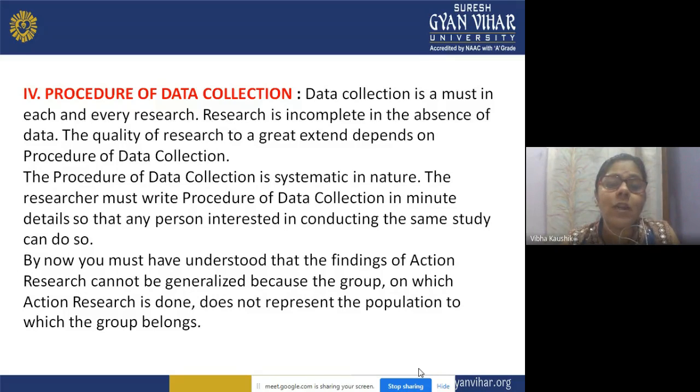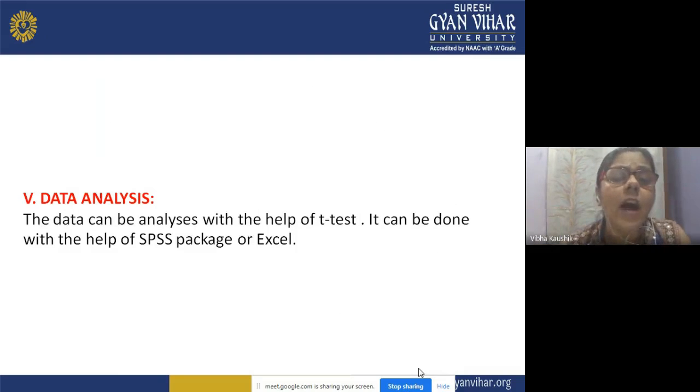By now, you must have understood that the findings of action research cannot be generalized. We have studied in previous slides that generalization cannot be possible. Why? Because that sample is not the representative of the population. Because the group on which action research is done does not represent the population to which the group belongs. Is it clear? Now, data analysis.